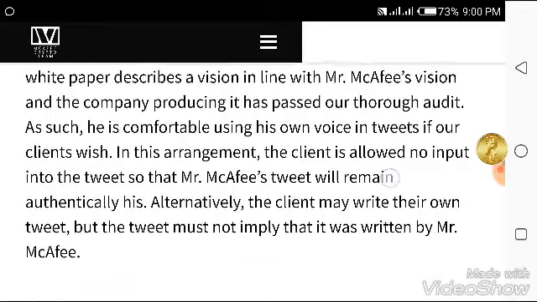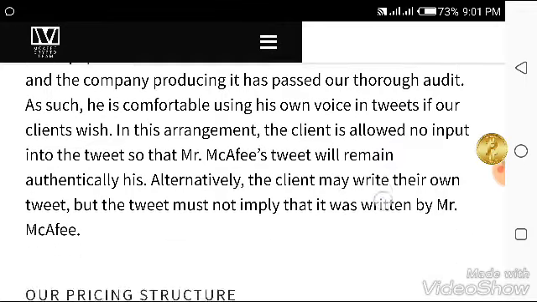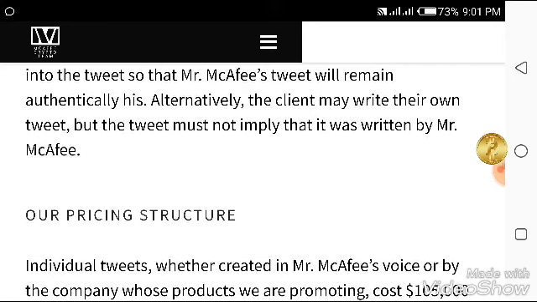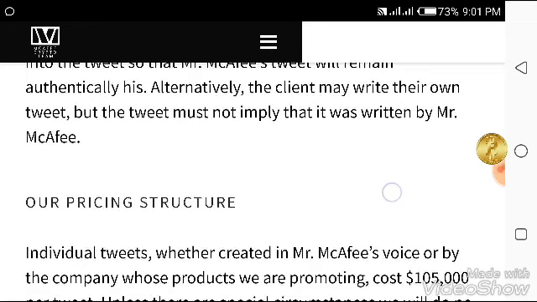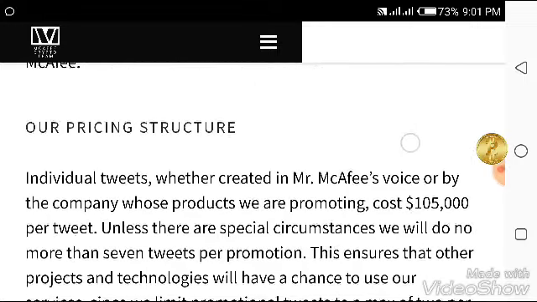As such, he is comfortable using his own voice in tweets if our clients wish. In this arrangement, the client is allowed no input into the tweet, so that Mr. McAfee's tweet will remain authentically his. Alternatively, the client may write their own tweet, but the tweet must not imply that it was written by Mr. McAfee. Our pricing structure.